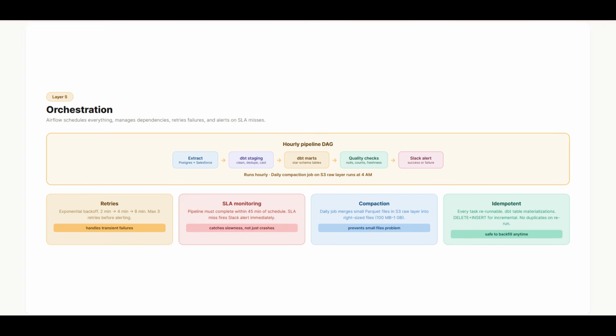Orchestration: Airflow schedules all dbt runs hourly, handles dependencies between extract, stage, and mart layers, retries with exponential backoff, and SLA misses alert to Slack. A daily compaction job runs on the S3 raw layer to merge small files.